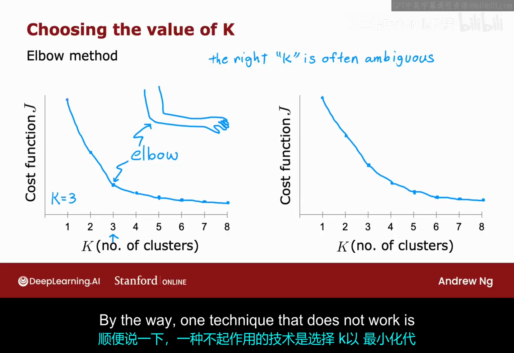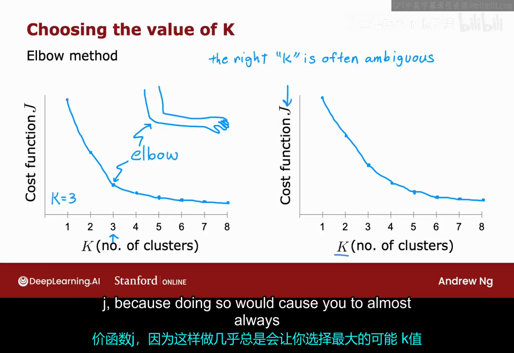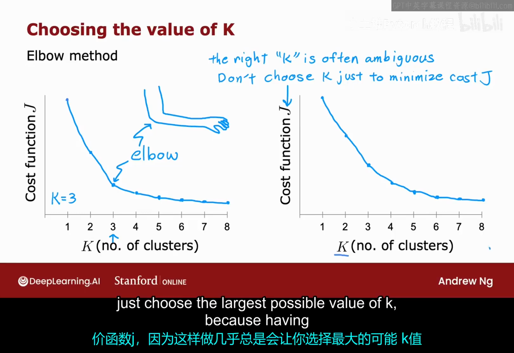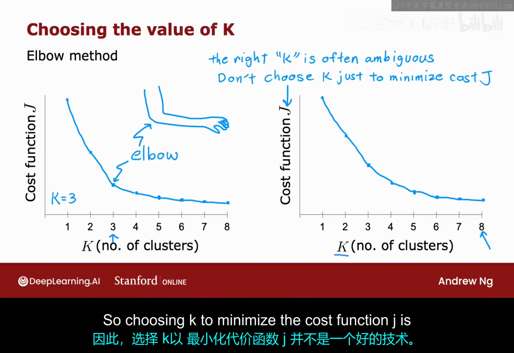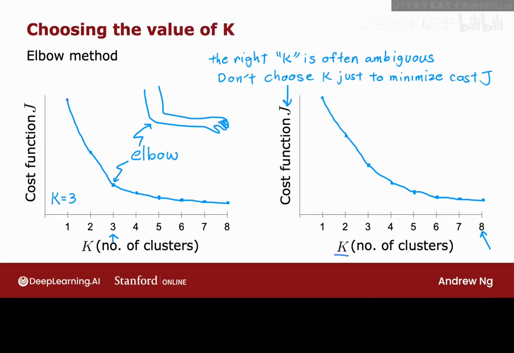By the way, one technique that does not work is to choose k so as to minimize the cost function j, because doing so would cause you to almost always just choose the largest possible value of k, because having more clusters will pretty much always reduce the cost function j. So choosing k to minimize the cost function j is not a good technique.